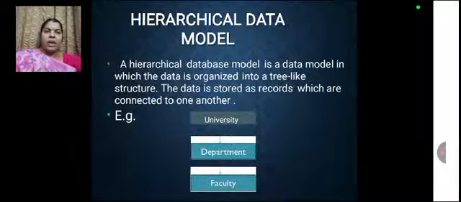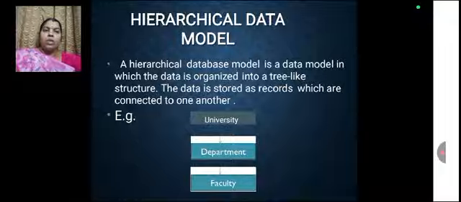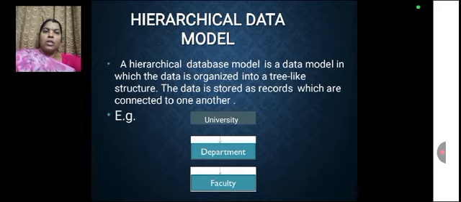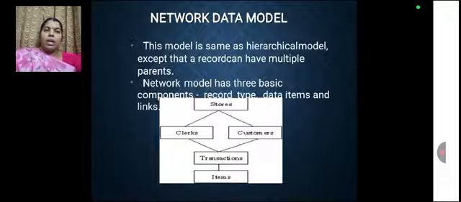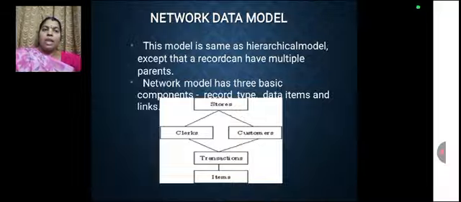In the hierarchical data model, the data is organized into a tree-like structure. The data is stored as records which are connected to one another. In this example, you can see that the university is connected to the department and the faculty in a hierarchical fashion. The network data model is the same as the hierarchical model except that a record can have multiple parents. In the network data model, the three basic components are record type, data items, and the links between the data.